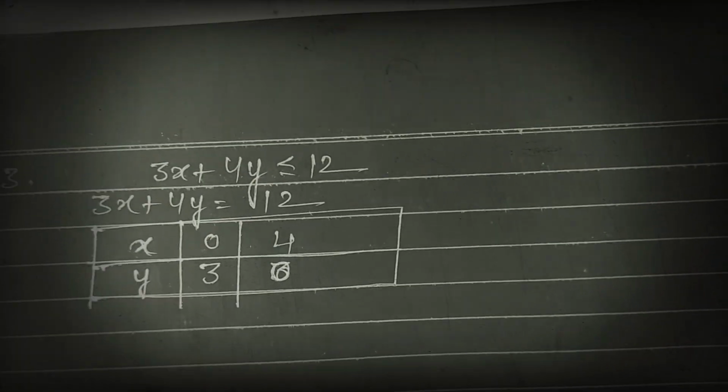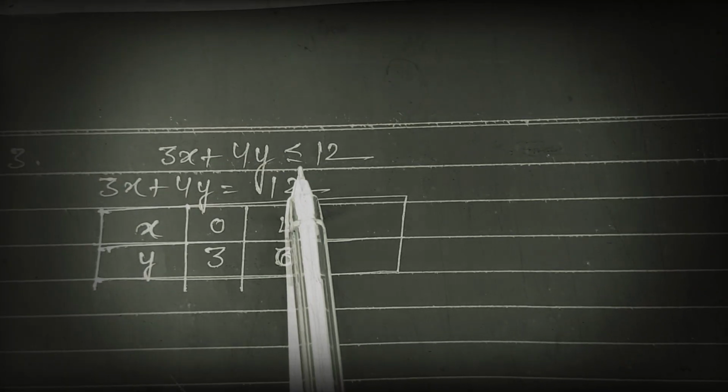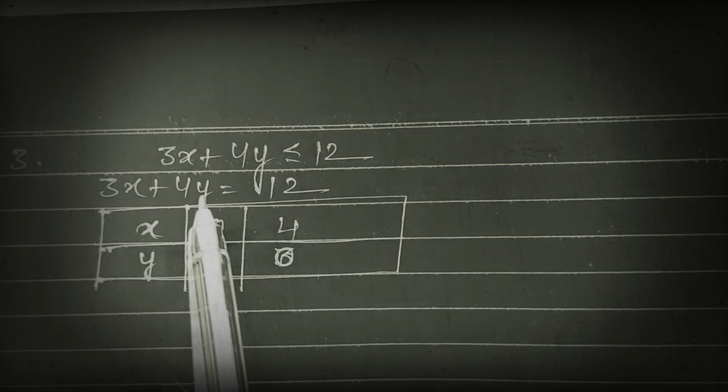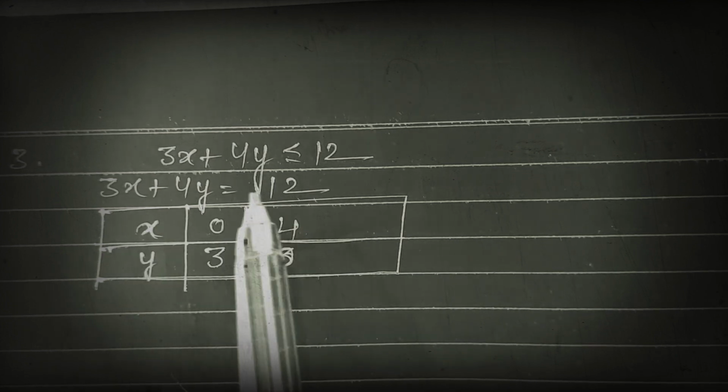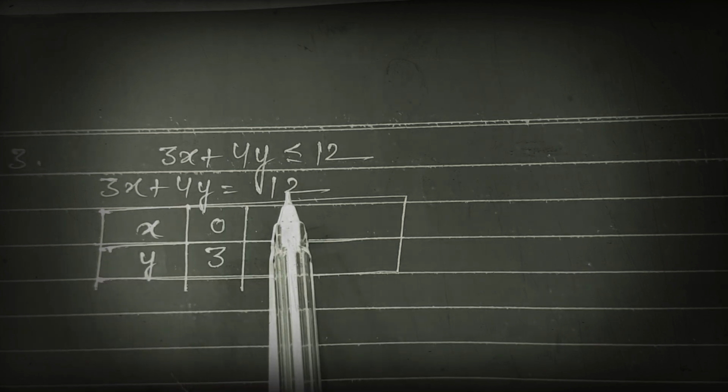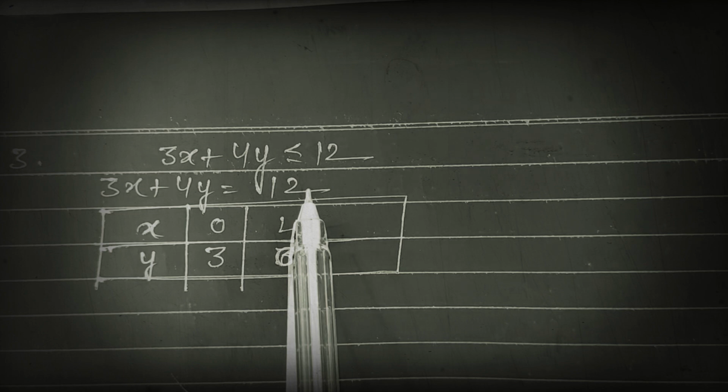Now come to the next one. I am taking the third question. In this there is a less than or equal to sign: 3x plus 4y less than or equal to 12. So firstly we will draw the graph of the line, then we will shade the region. 3x plus 4y is equal to 12.